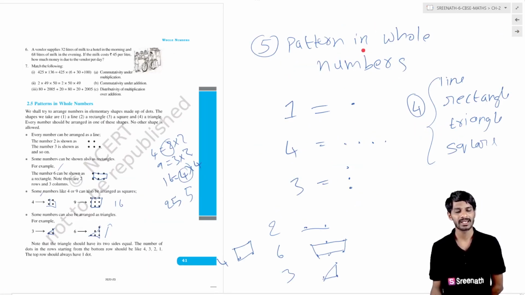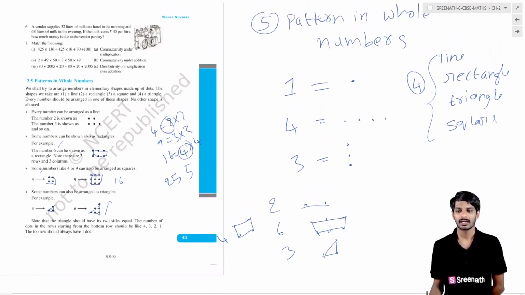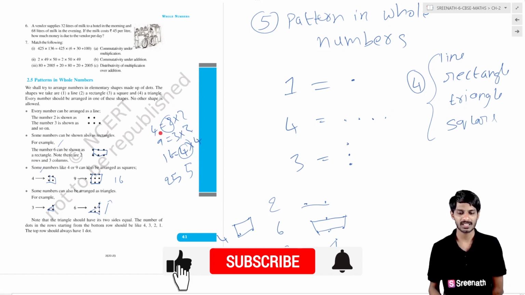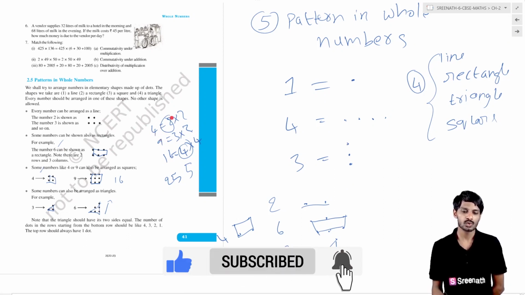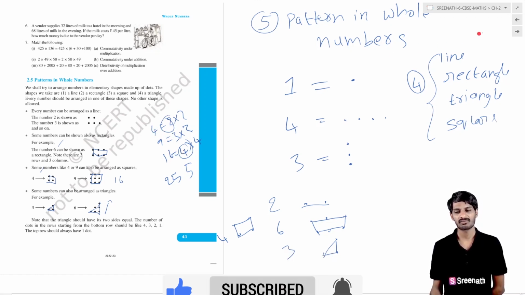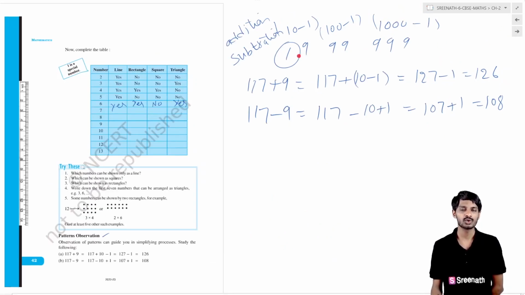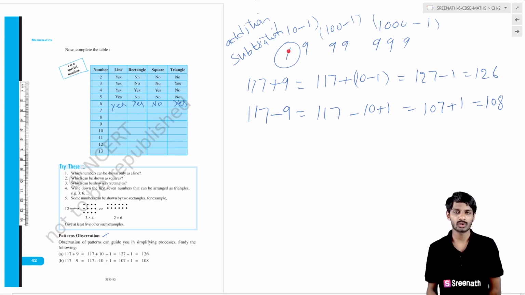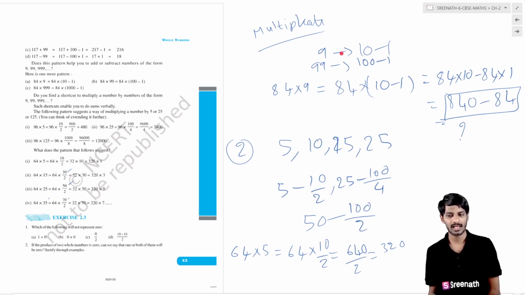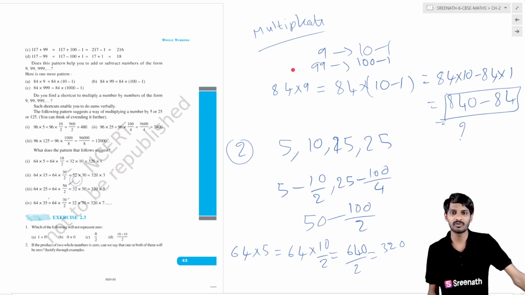That's it students. Now we are entering the fifth topic, that is patterns in whole numbers. There are some patterns in whole numbers. By seeing those patterns, we observe that 4 is the perfect square of 2, 9 is the perfect square of 3, and 16 is the perfect square of 4. Another thing is, while doing calculations, if you come across 999, we replace it with 10 minus 1 in the case of addition and subtraction, and in the case of multiplication also, then the simplification process will be much easier.